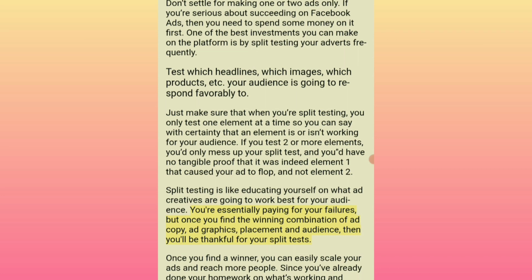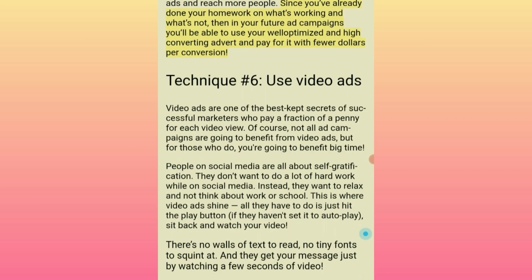Technique number 6: use video ads. Video ads are one of the best-kept secrets of successful marketers who pay a fraction of a penny for each video view. Of course, not all ad campaigns are going to benefit from video ads, but for those who do, you're going to benefit big time.